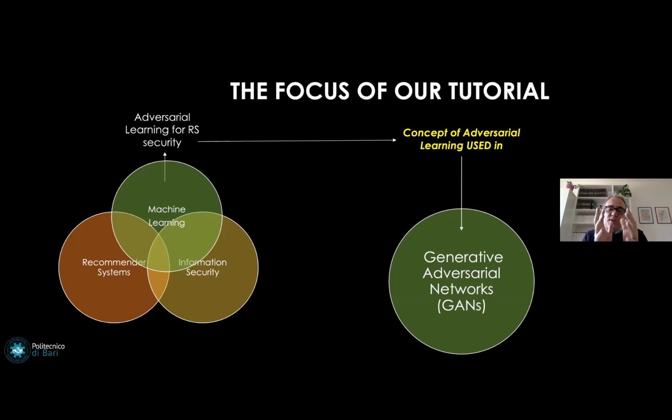So what is the main focus of this tutorial? We will basically talk about adversarial learning for recommender systems security. This is something at the intersection of machine learning, recommender systems, and security. We will talk a lot about this adversarial learning for security. But since the main ideas behind adversarial learning for recommender system security are also behind generative adversarial networks, we will also talk about this topic, of course with a specific emphasis on recommender systems.